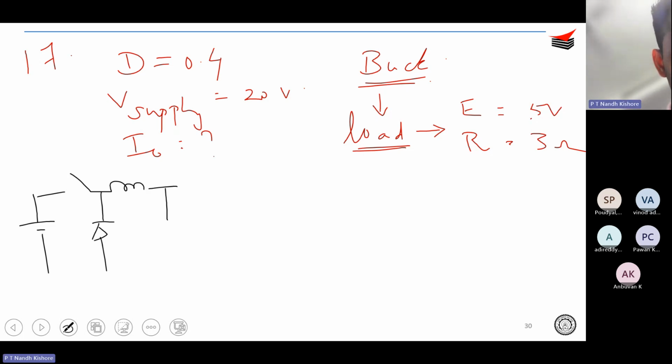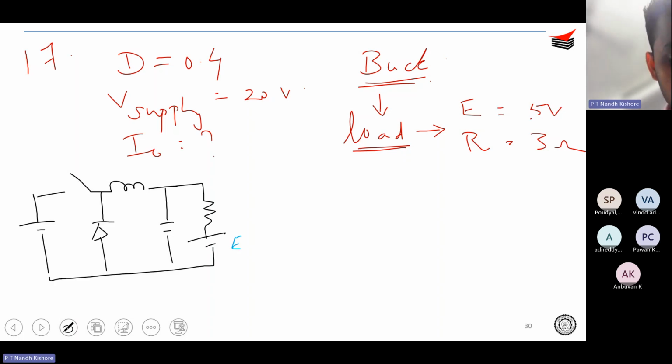You have something like this. Correct? So you have your E, and then you have your R. Find out what's your I naught. That's the question. So this is again a pretty simple problem.